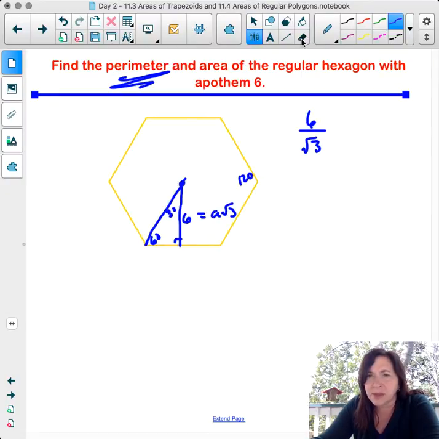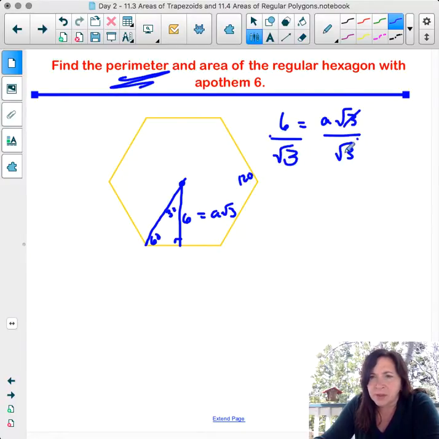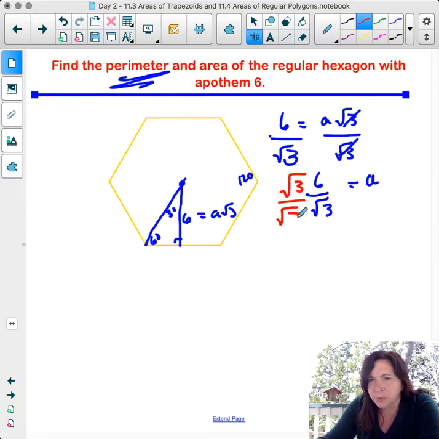Let me just work it out for you. 6 is equal to a root 3. We're going to divide by root 3 on both sides. These are going to cancel, and I'm going to get a is equal to 6 divided by root 3. But we're not going to leave a root in the denominator. So we're going to multiply this by root 3 over root 3. And so I get 6 root 3 over 3. And that 3 will divide into that 6 twice.